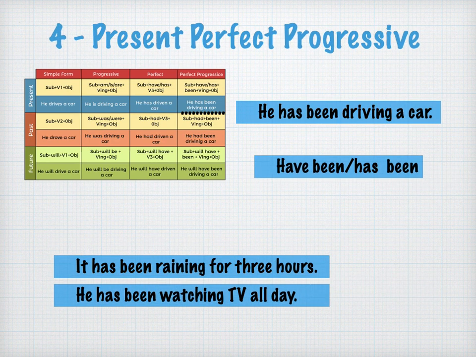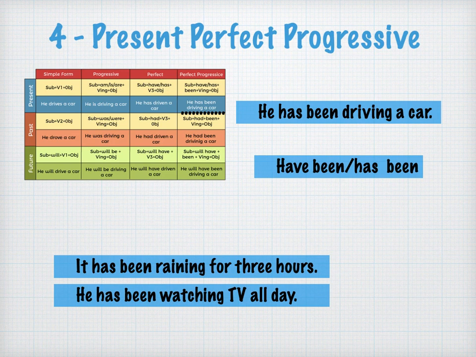Moving on to the last phase in present tense, present perfect progressive. So you can look at the black dots here. We have come to the fourth aspect of present tense. He has been driving a car. So have been or has been. Now been comes here because it is progressive state. It is continuing. It has been raining for 3 hours. He has been watching TV all day. So we have completed all the four different aspects of present tense.